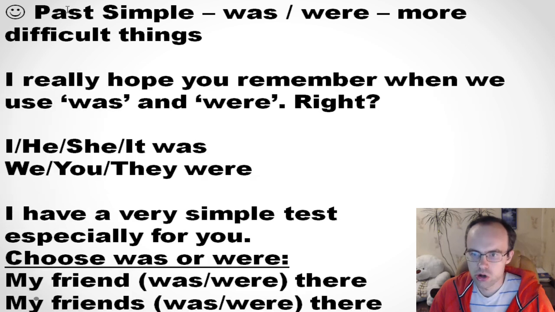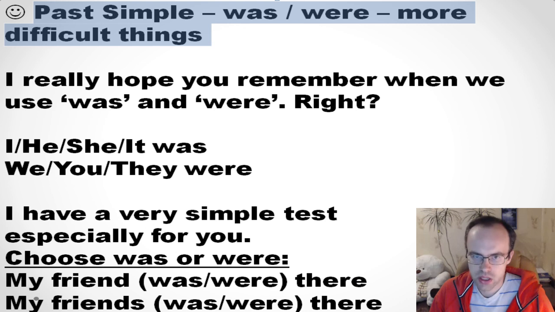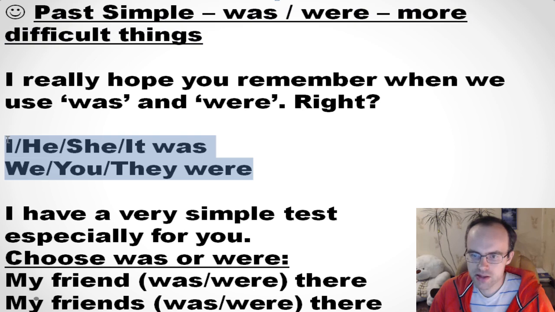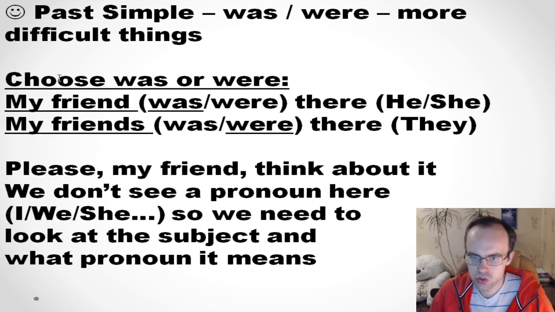Okay, good, really good. Past simple, was, were, more difficult things. I really hope you remember when we use was and were, right? I, he, she, it was. We, you, they were. I have a very simple test especially for you. Choose was or were. My friend was there. It means he or she. My friends were there. It means they. Please, my friend, think about it. We don't see a pronoun here. So we need to look at the subject and what pronoun it means. Okay, very good.